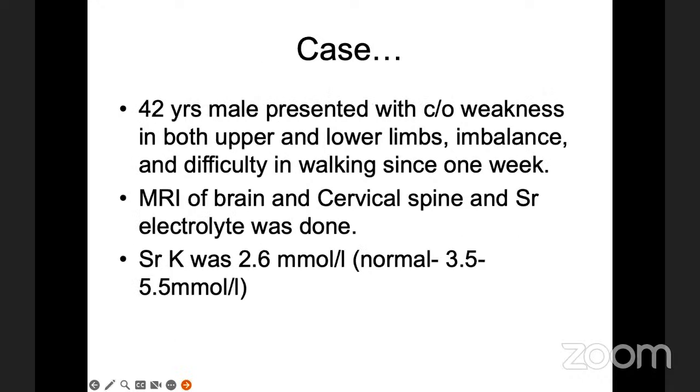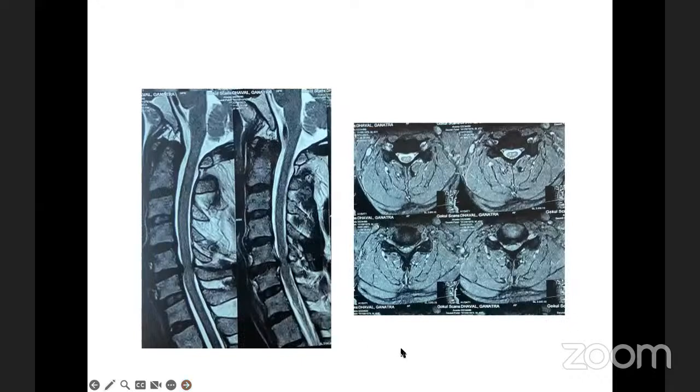Again, another scenario: a 42-year-old male presented with weakness in both upper limbs and lower limbs. There is imbalance and walking difficulty since 1 week. MRI of the brain and cervical spine was asked for, and serum electrolytes were done, and serum potassium was low in this case. This is a case I've borrowed from Bojraj Sir's unit, because prior to this I had seen only one, but I had no data on that, and I thought it was an interesting case, so we should put it up in our discussion.